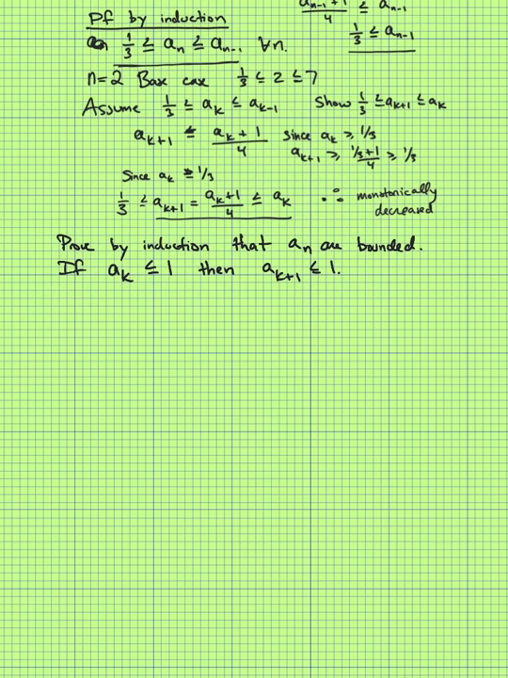And this is because a_(k+1) is a_k plus 1 over 4, which is less than or equal to 1 plus 1 over 4, which is a half, so less than 1. And then it will turn out that a_3, I think, is less than or equal to 1, and therefore all of the terms have to be bounded above by 1.